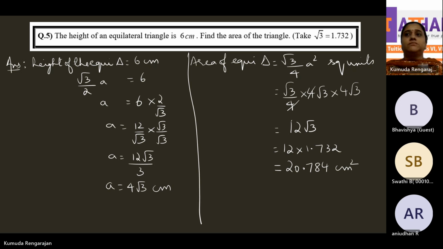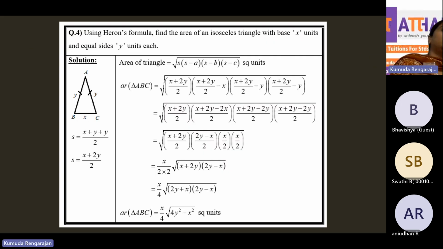Understood? Renu, followed? Understood? Look at me. Tell me the formula to find the area of an equilateral triangle. Root 3 by 4 a square, square units.